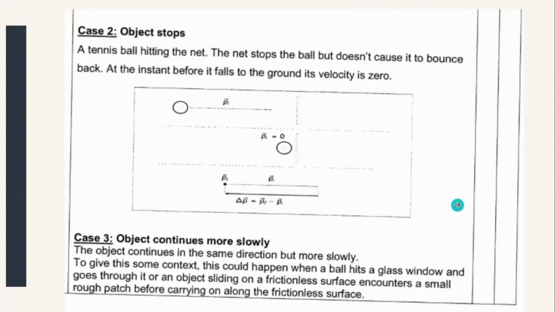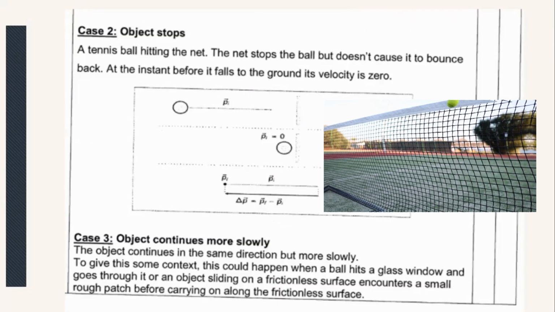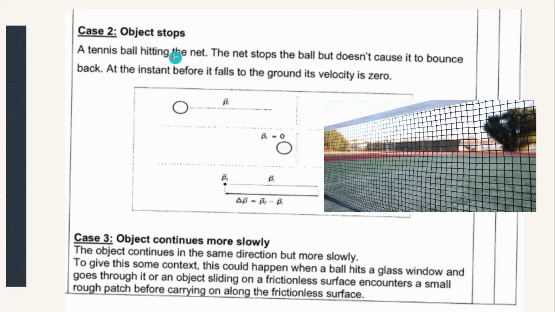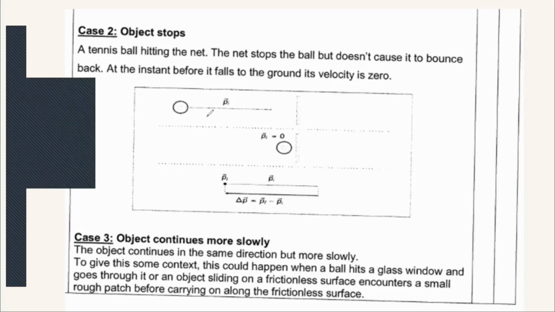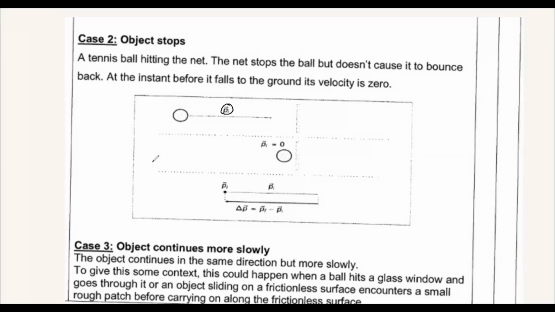Now the next case is if the object stops. For example, a tennis ball hitting the net stops the ball but doesn't cause it to bounce. So the tennis ball is traveling at an initial velocity, or has an initial momentum, but then it stops. If an object stops, that means my velocity is equal to 0. And if my velocity is equal to 0, then my momentum is also equal to 0. Remember, momentum is an object in motion. If there's no motion, there's no momentum. Very important.